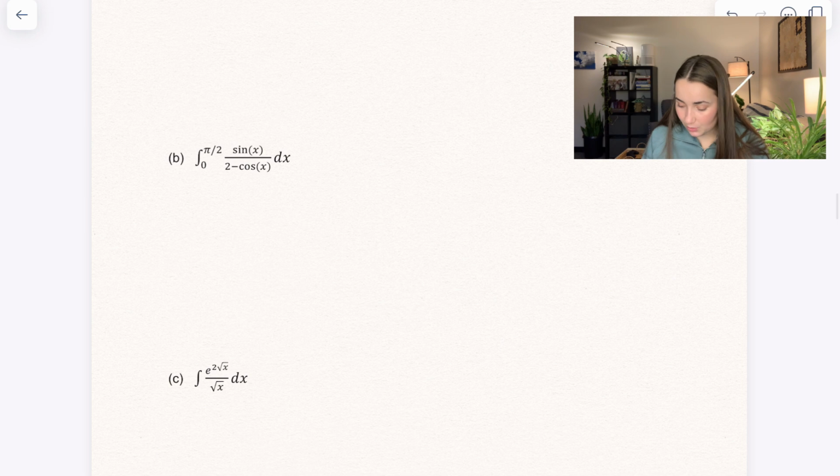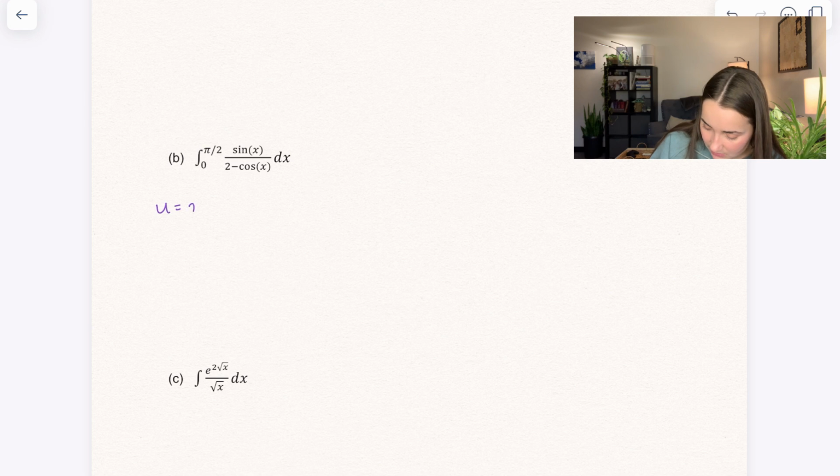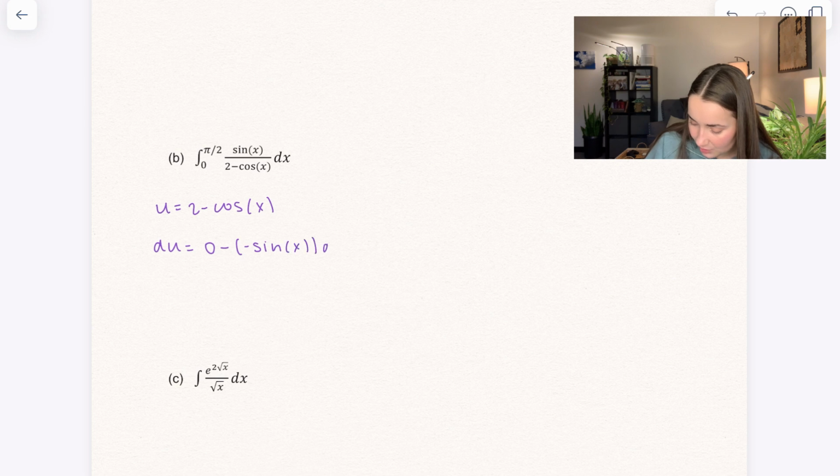Now we have the definite integral of that whole thing, and notice we have sine of x divided by 2 minus cosine of x. What I notice here is I see something along with its derivative. So I want to set u equal to the denominator because I see its derivative in the numerator. So I get du is equal to, that becomes 0 minus negative sine of x dx. And here you could simplify that out. That becomes du is equal to positive sine of x dx.